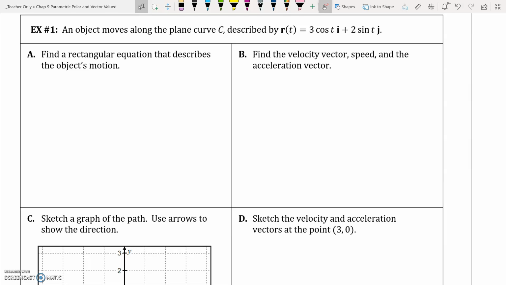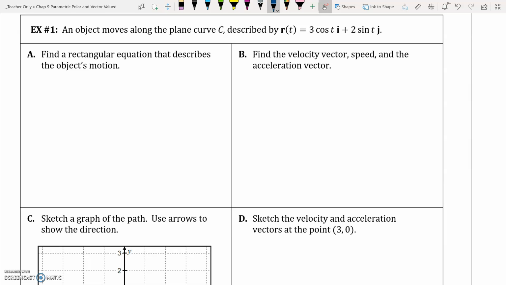Let's do a couple of examples. Example 1 says, as an object moves along the plane curve C, described by r of t equals 3 cosine t i plus 2 sine t j, we are going to answer the following questions. The first question asks us to find the rectangular equation that describes the motion of this particle.